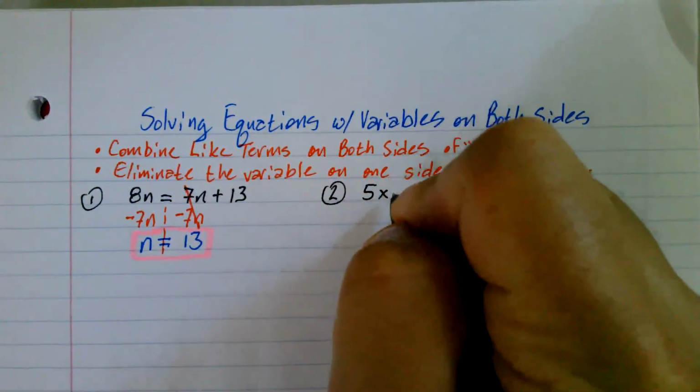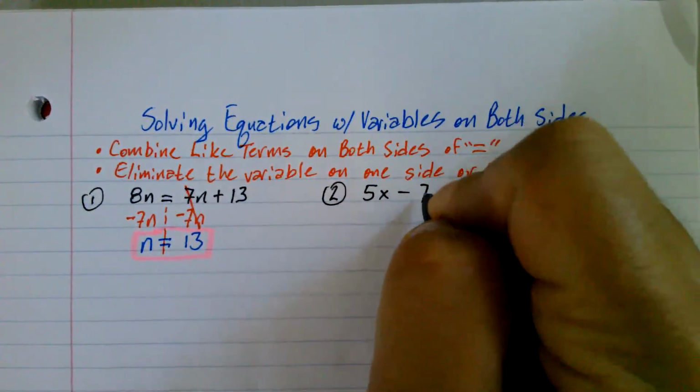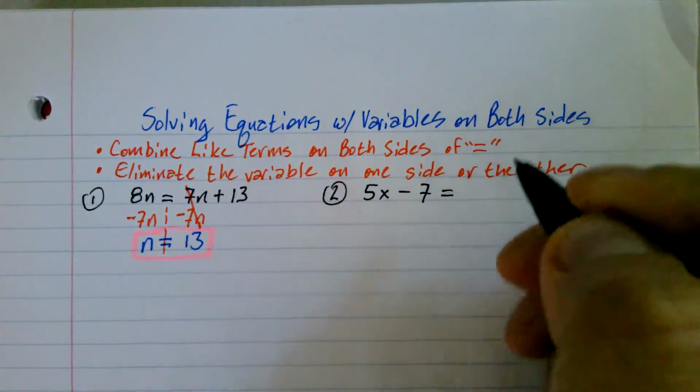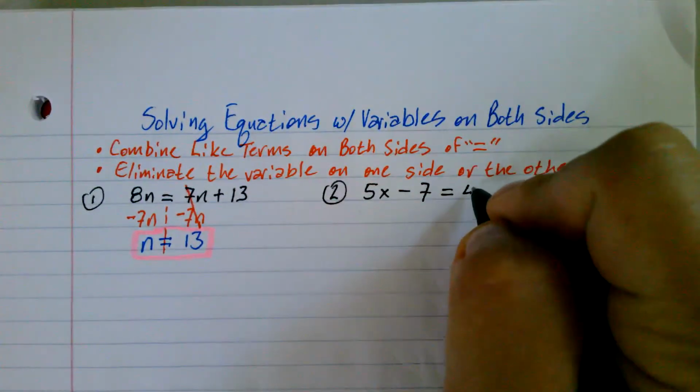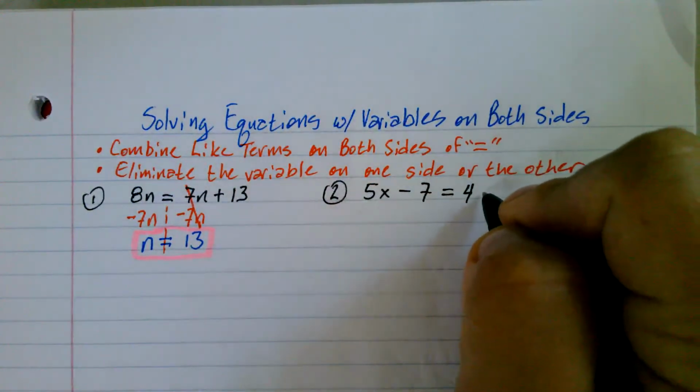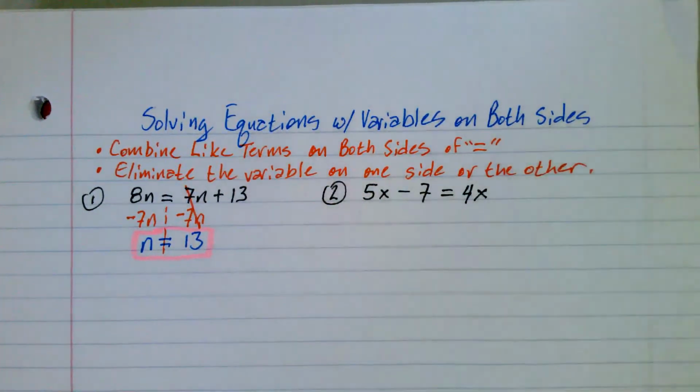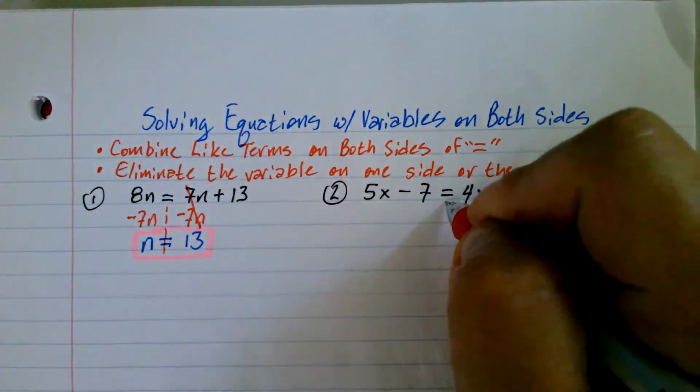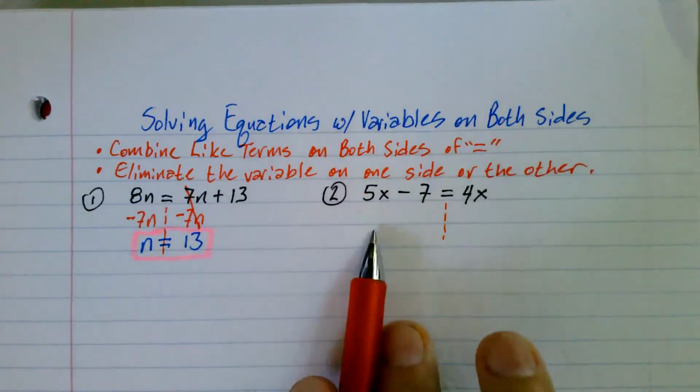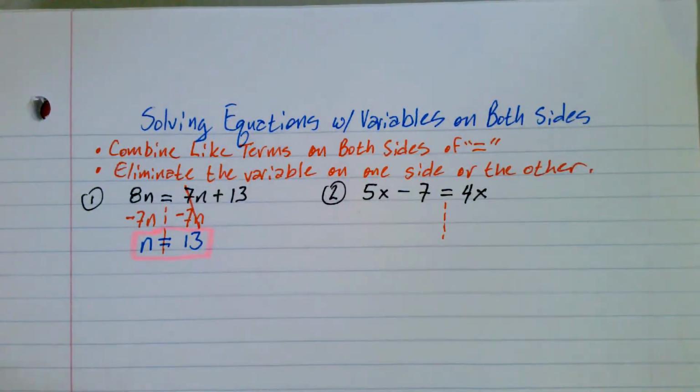5x minus 7 equals 4x. All right, write that one down. 5x minus 7 equals 4x. Again, this is our separation. We got variables on the left and on the right.